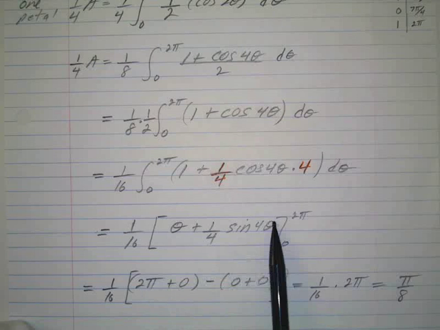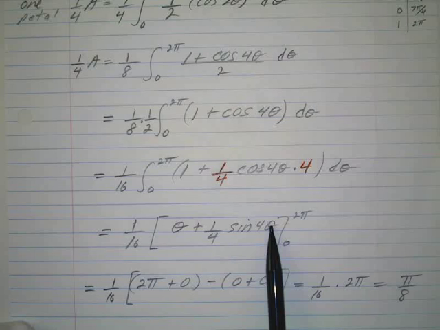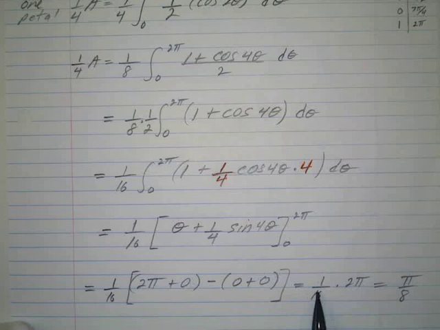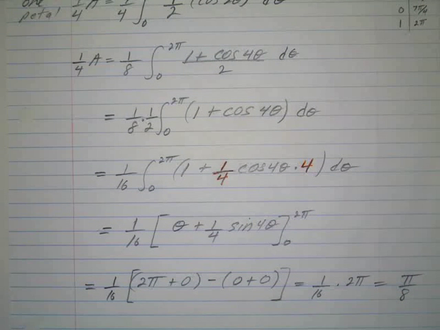I'll put the 2 pi in here. If I put 2 pi in the sine, that's 8 pi. Any multiple of pi is going to be 0, so it's going to be 0. And if I put 0 in here, I get 0, and the sine is 0. So all I have is 1/16 of 2 pi, which is pi over 8. That wasn't too bad. Okay, hope that helps.